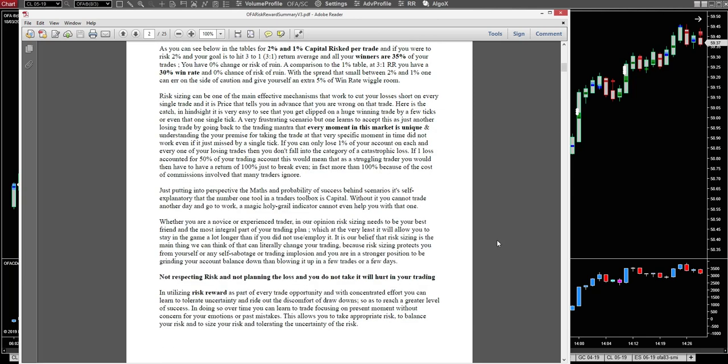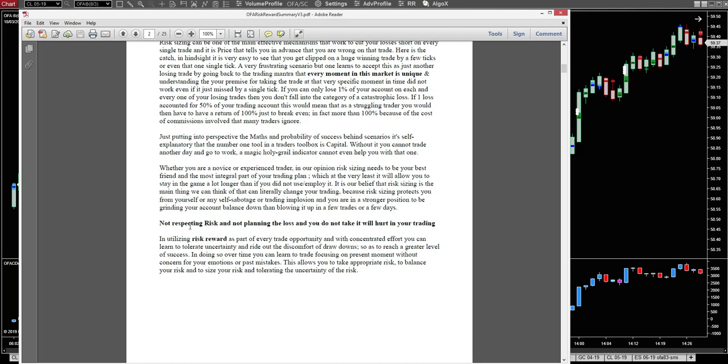And so what we'd just like to emphasize here is that, in our opinion, risk sizing really needs to be your best friend, and you want it to be a very integral part of your trading plan and daily trading process, helping you stay in the game longer, such that you're grinding your account balance down very slowly if you're making losses, rather than the blow up situation of a few trades with too much risk.